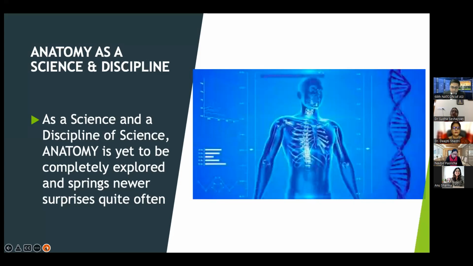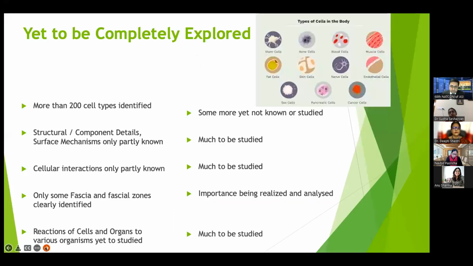Now, if we take each of these one by one, anatomy is yet to be completely explored. And what do I mean by saying so? Till now, we have about 200 and odd cell types which have been identified in the human body. Yet all of us know there are some more types which are not even known, leave alone not being studied in full, but there are certain cell types which are not even known to us.